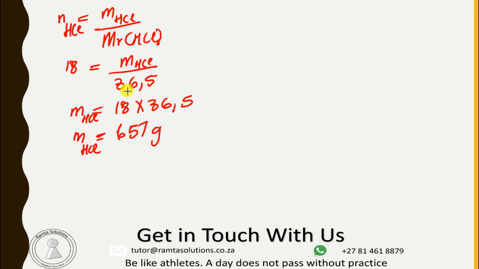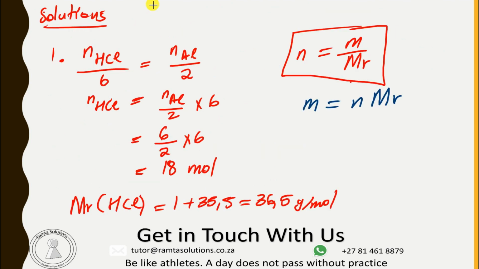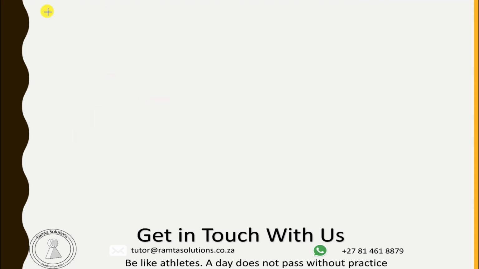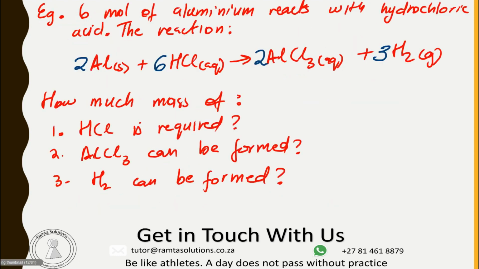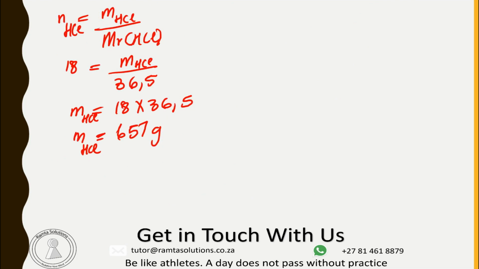Okay? Perfect. Now, the second question said calculate the mass of aluminum trichloride. Why am I saying tetra? Aluminum trichloride. So, let's see. Number of moles of aluminum trichloride over the coefficient. It was 6. Oh, no, it was 2. It was 2.